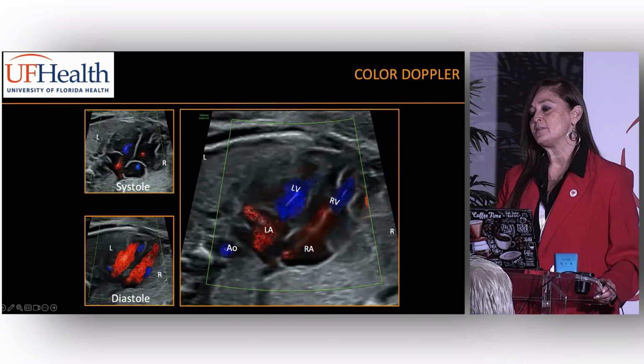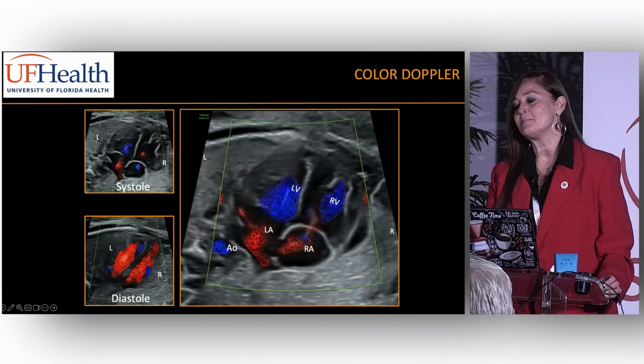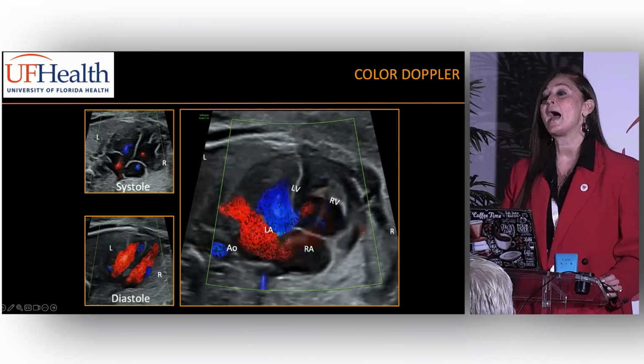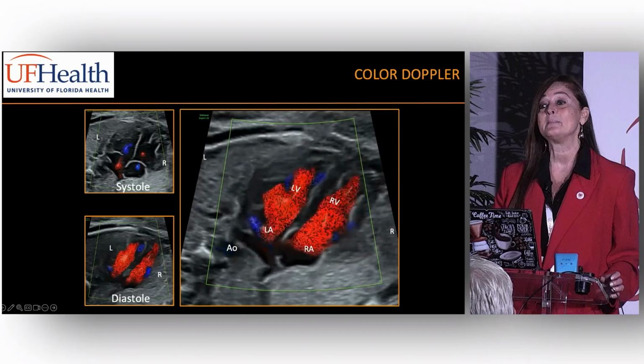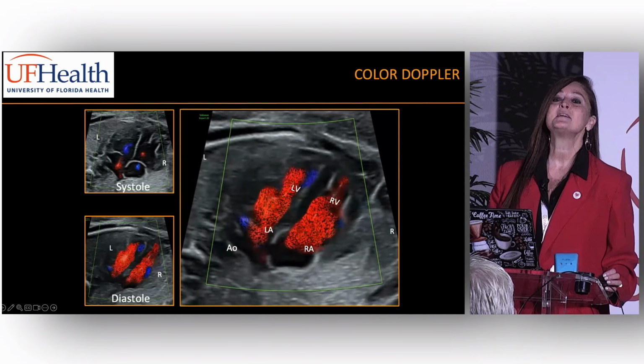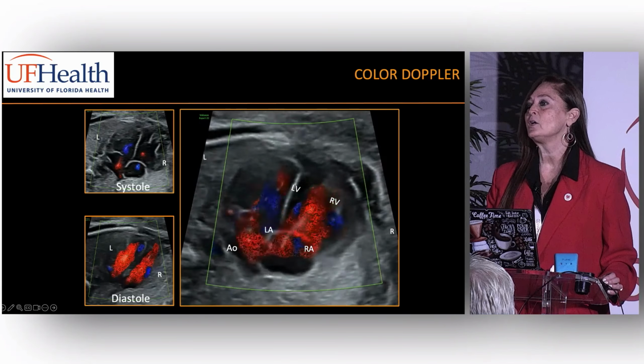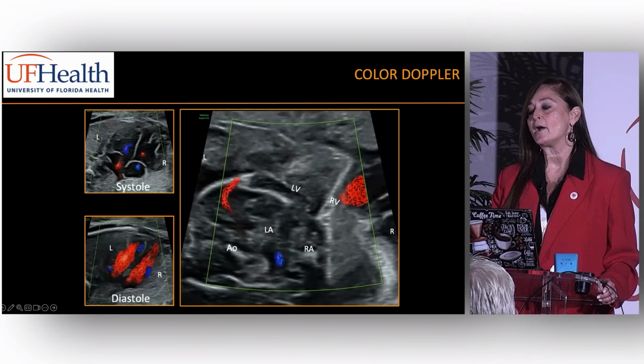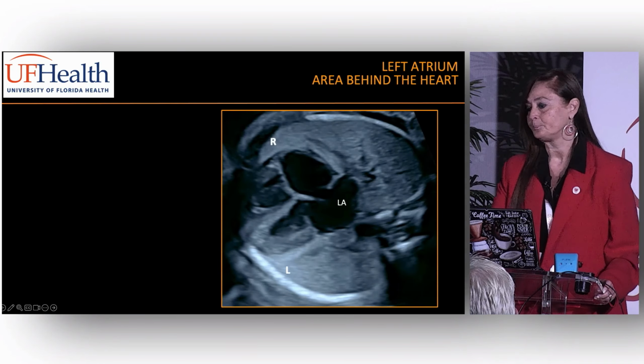Now, color is very important, and like I mentioned, it's very important to know, am I in systole or diastole? Because if you're going to interpret the direction of flow, if there's any regurgitation, you need to know where you are in the cardiac cycle.